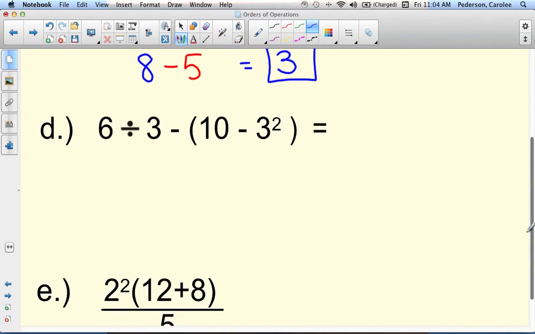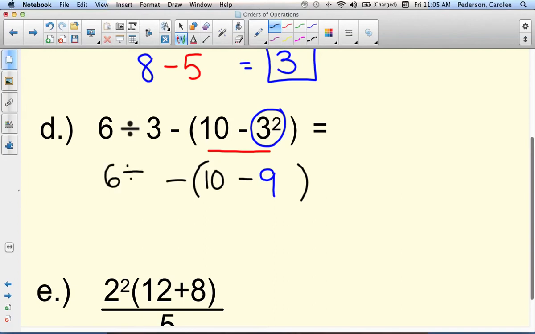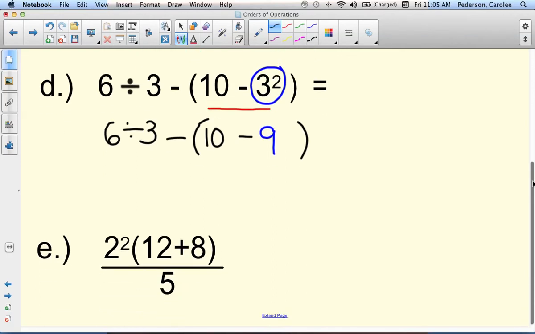All right, first step in this example has a parentheses. So now within the parentheses, there is an exponent. So we need to take care of this piece first. So 3 times 3 is 9. And then bring everything else down. Now, the next step within the parentheses is to simplify that. So 10 minus 9 is 1. Bring everything else down.